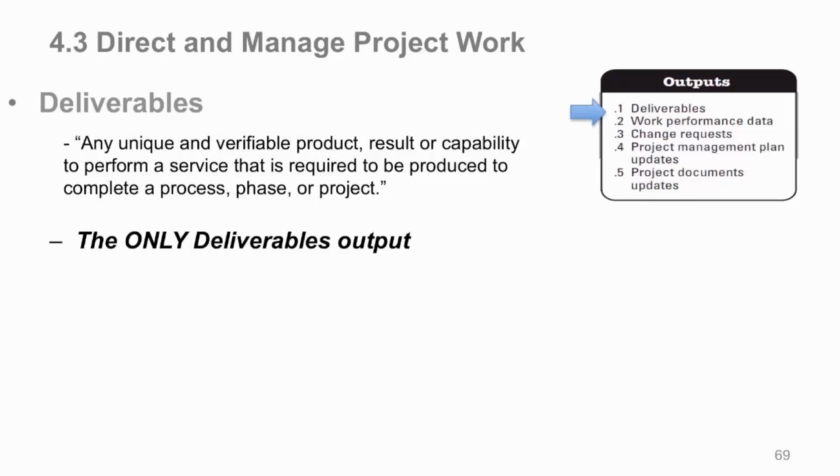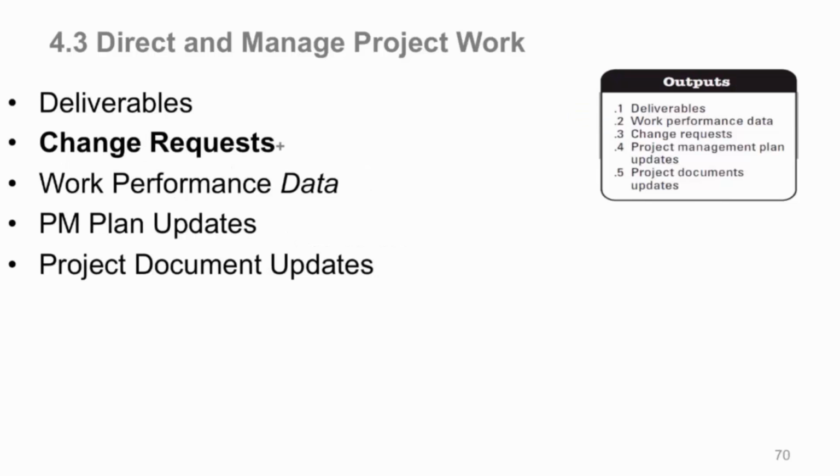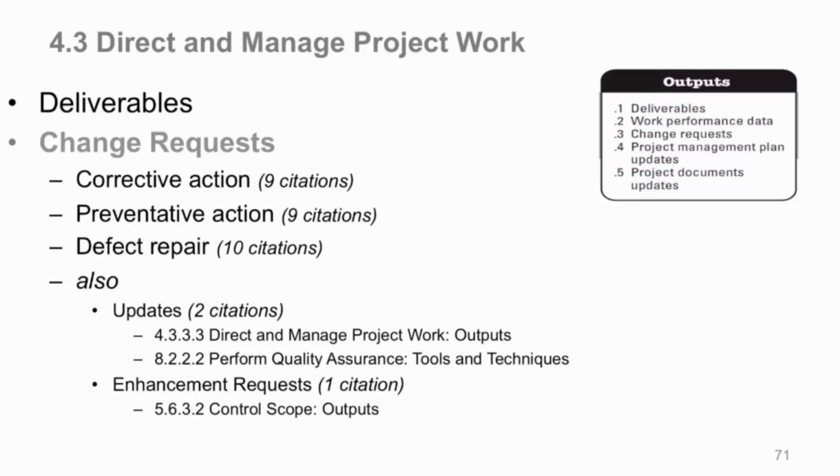So change requests are a natural output of managing the project work, because as you're working, you'll have changes that are recommended, either to keep you on track or to prevent you from getting off track or to do defect repairs. So here they are. Corrective actions: there are 9 citations of corrective action change requests throughout the PMBOK, 9 citations of preventive action, not just in this knowledge area, by the way, and 10 defect repair citations throughout, just to show you the focus that these types of change requests receive throughout the PMBOK.